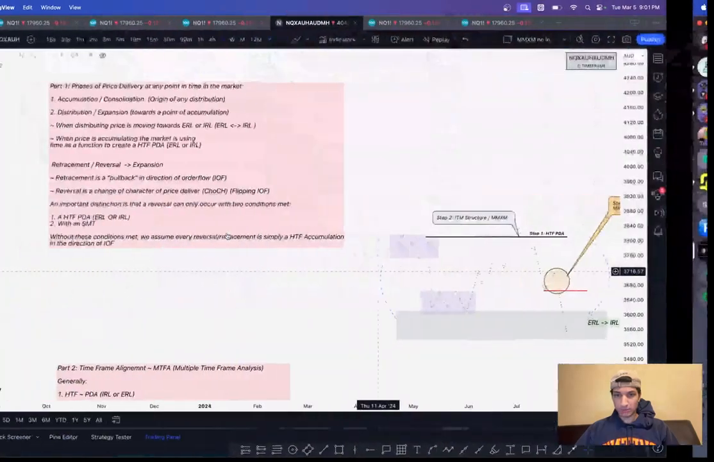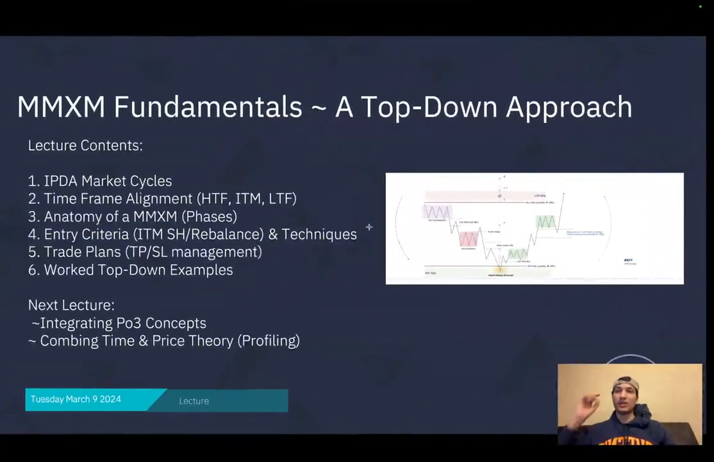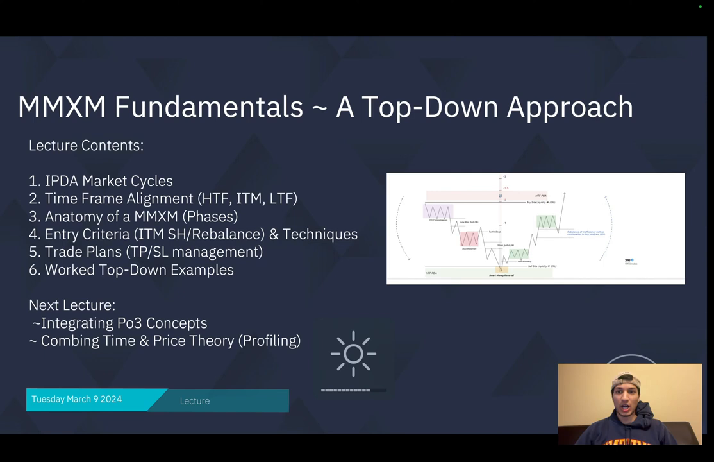And there we go. Okay, so today's lecture is going to be on market maker fundamentals, and it's going to be a top-down approach. There's going to be roughly 6 chapters to this lecture, trying to keep it around 2 hours max. Might bleed over a little bit, but hopefully I'll keep it pretty streamlined. I've done this lecture with my students yesterday, so I have some practice.